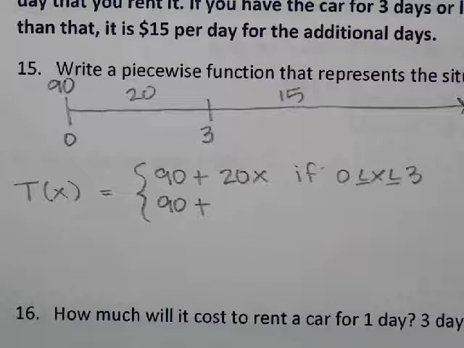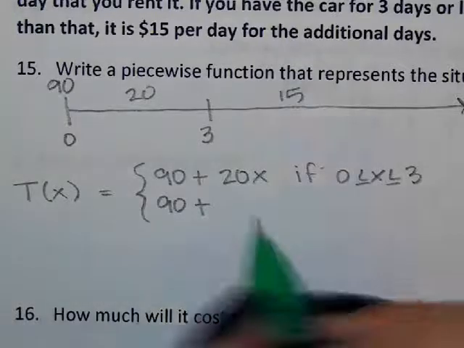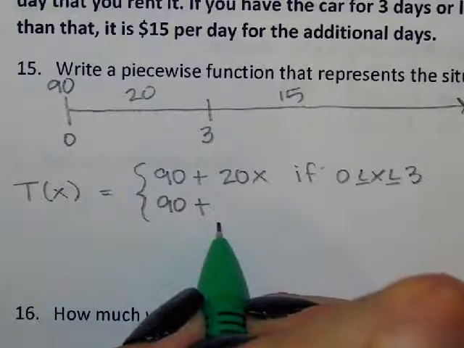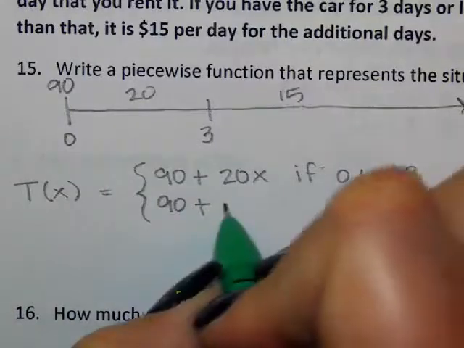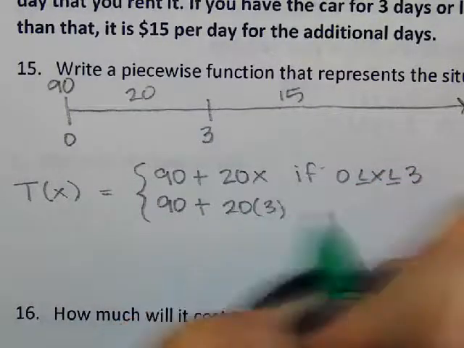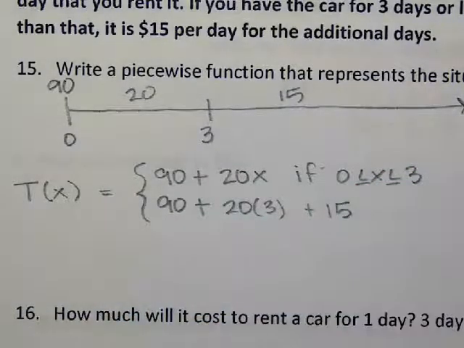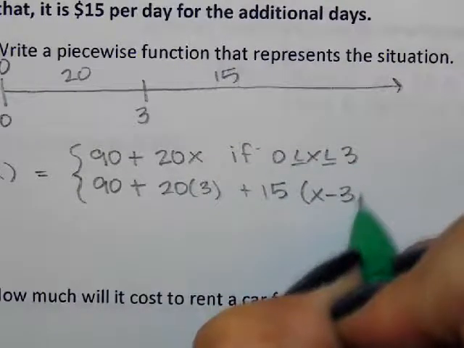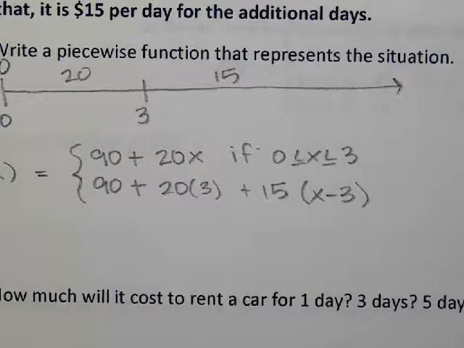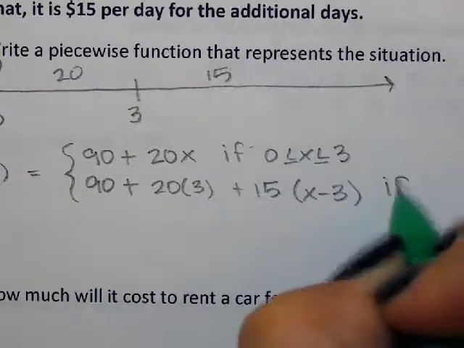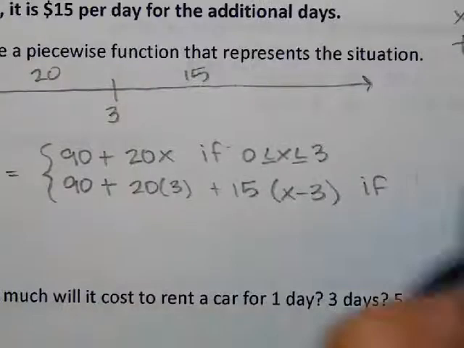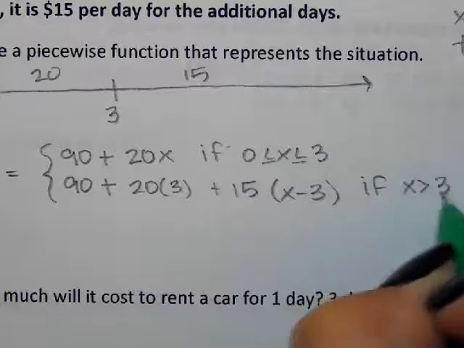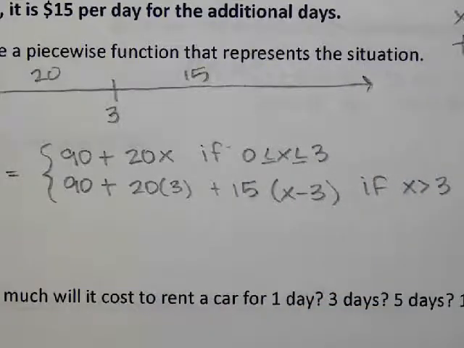Now, you're going to switch to the other piece if you've had the car for more than 3 days, right? So what should I write next for the second piece? 20 times 3. 20 times 3. X minus 3. Perfect. Okay. And then I'm going to write if x is greater than 3.